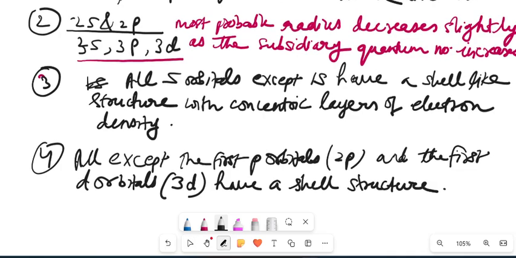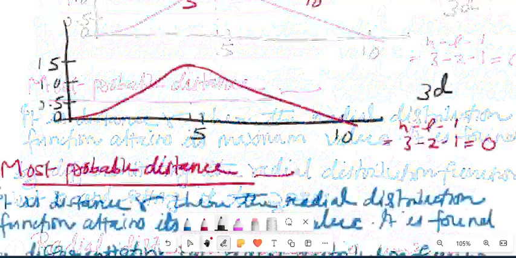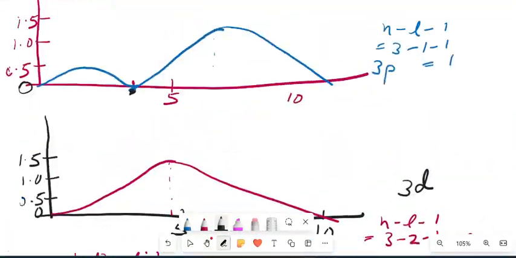Now you can see from the diagram the nature of the curves, and these are the points we have noted. Now it is all about the radial wave functions. Thank you.